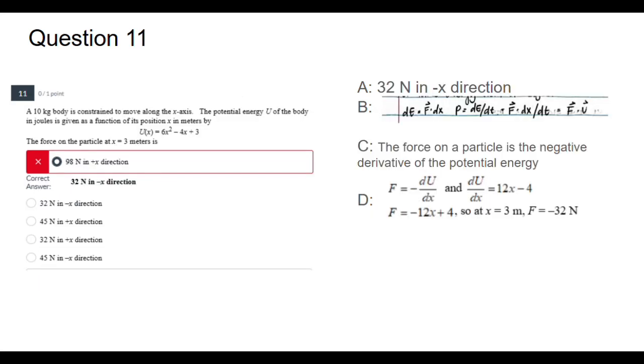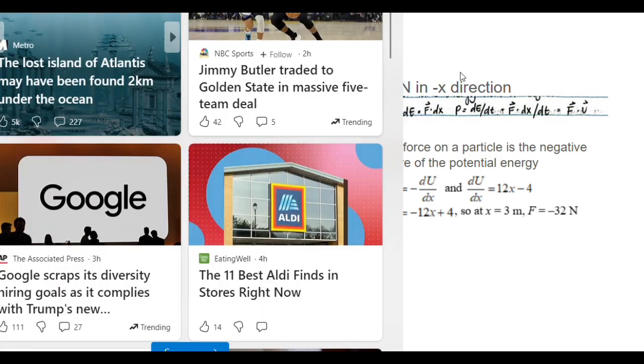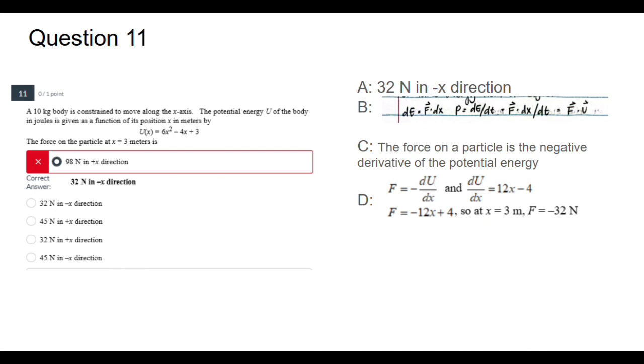So number 11, I got wrong. The answer was actually 32 newtons in the negative x direction. And you can see in my notes I wrote some rules about that, and the force on a particle is the negative derivative of the potential energy, and then below it is some calculations that would have helped me solve the problem.